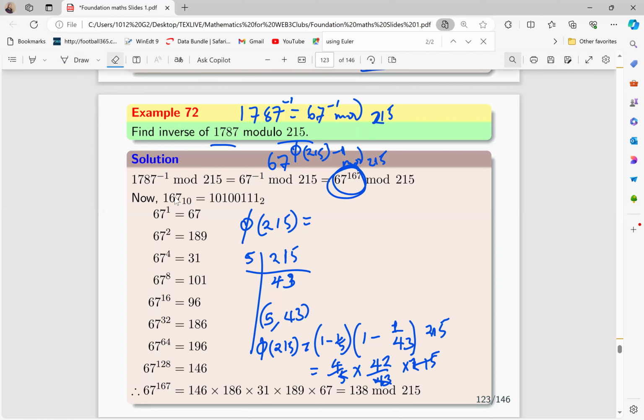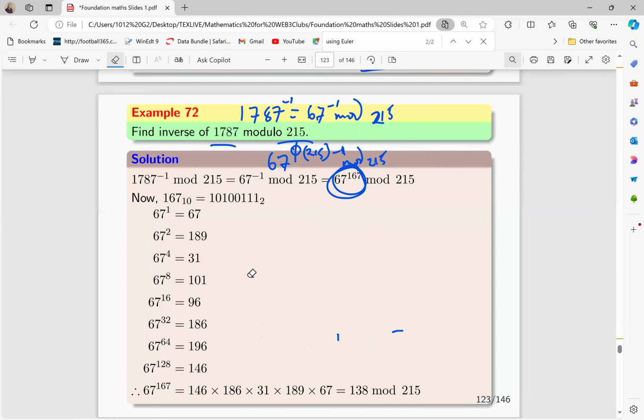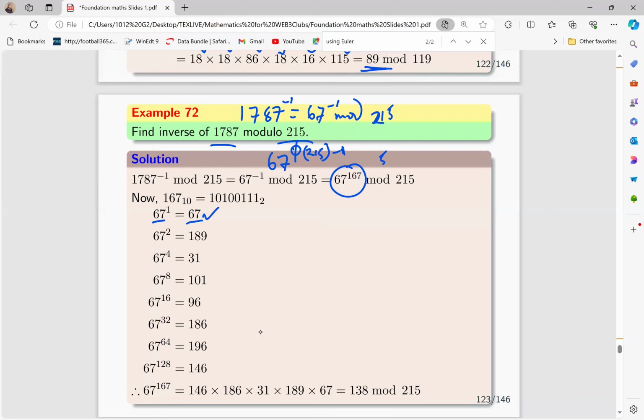This time, I will not convert it to binary, but I've already converted it, the steps, because you now know them. We are going to find 67 raised to 167. 67 once is that you square this and divide by 215. The remainder will be that when you use your calculator. And then you square this and divide by 215. The remainder will be 31.